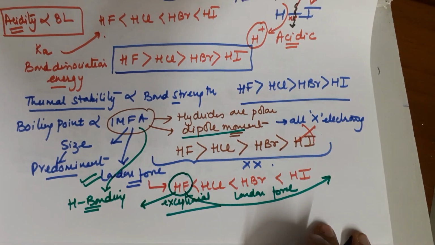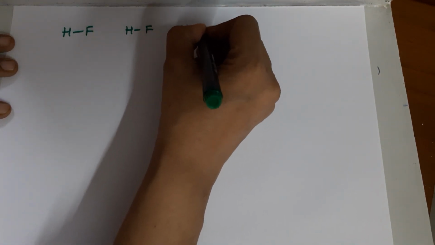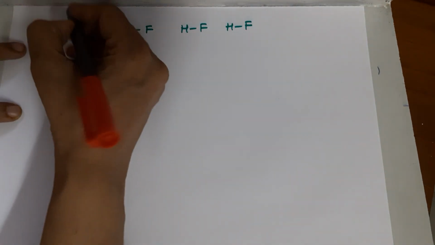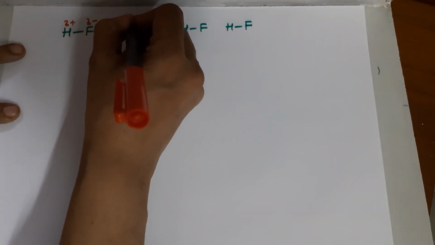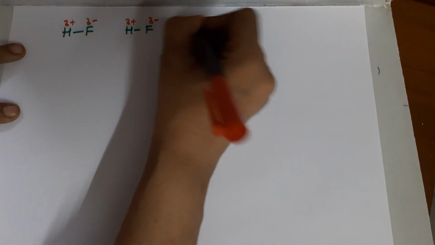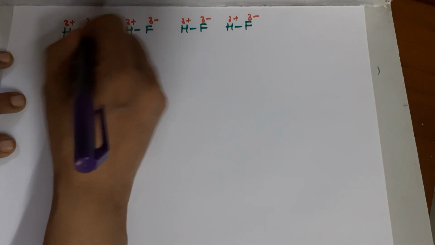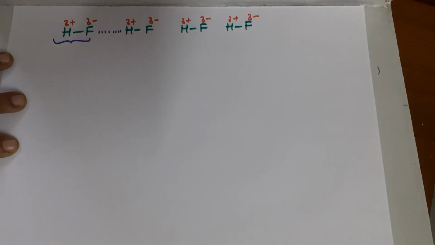Is that fine? I would just illustrate the hydrogen bonding for you. When you have HF molecules in the vicinity of each other, it is found that the shared pair of electrons is more towards fluorine. Hence, there is polarity developed like this. Now, this H positive gets attracted towards the electronegative atom of the other molecule, and this is what is known as hydrogen bonding.